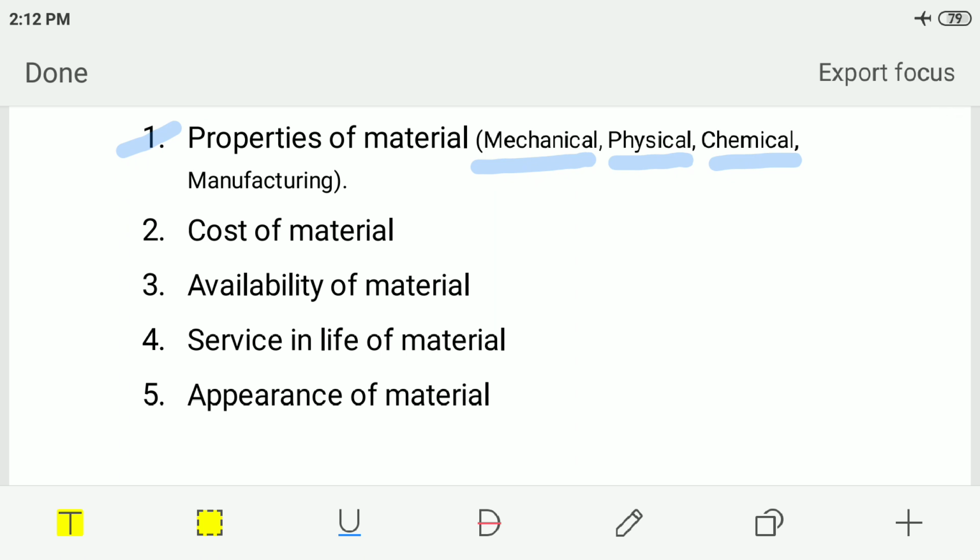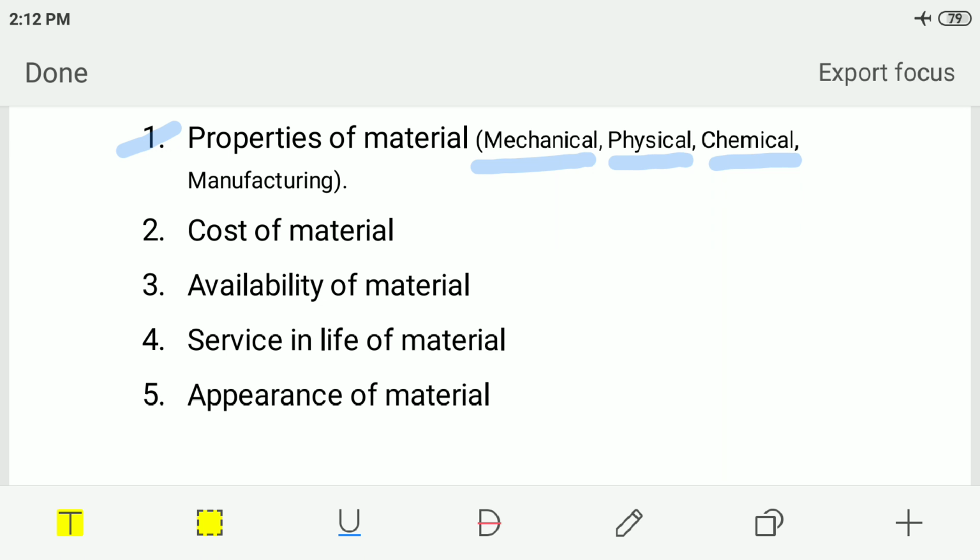So these are the things we need to consider before selecting a material for a particular application. The first one, properties of the material. Second, cost of the material. Third, availability of the material. Fourth, service life of the material. And the last one is appearance of the material. These are the important factors we need to consider before selecting any material, especially for engineering applications. There are many factors, but among them these are the very important ones.